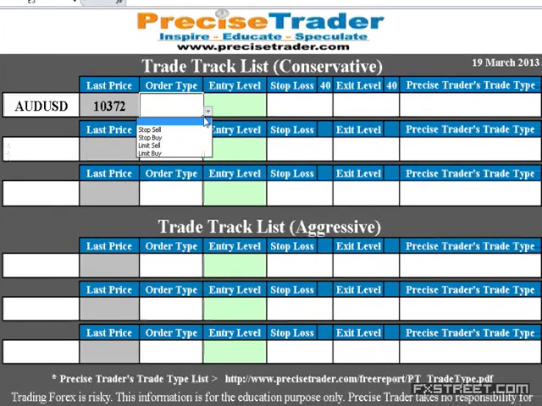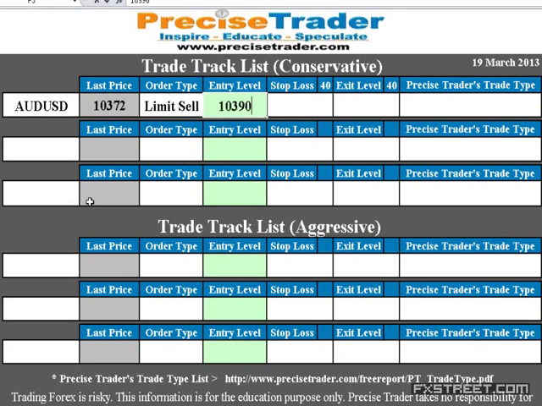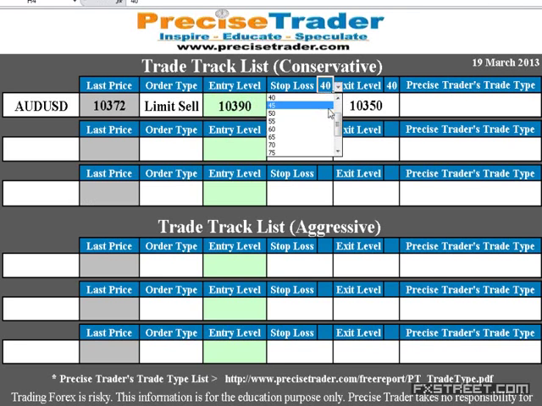Aussie is a limit sell. If I get 103.90, my stop would be a very tight stop, because the market is very quiet.